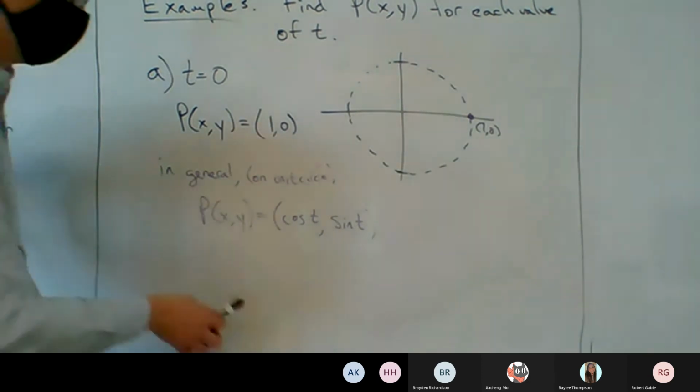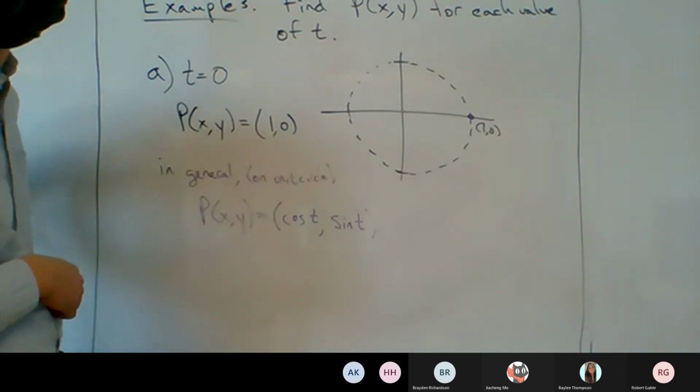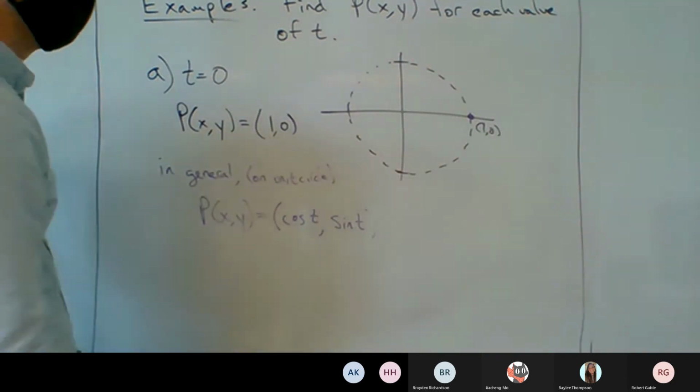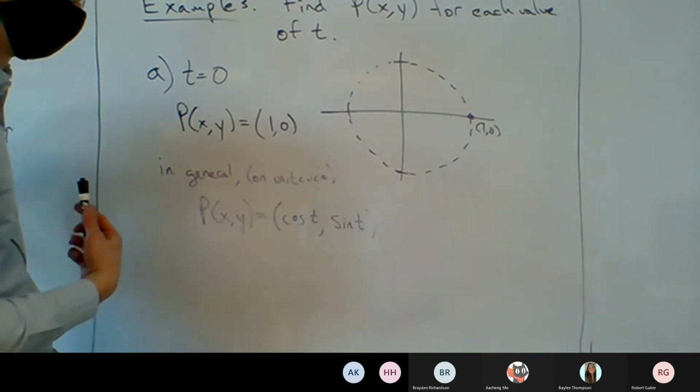Does that check out here? Well, what's cosine of 0? Cosine of 0 is 1, right? What's sine of 0? Sine of 0 is 0. So this checks out. This works.